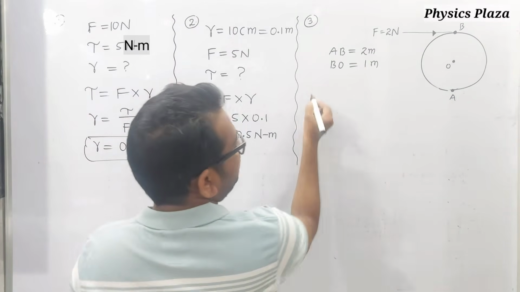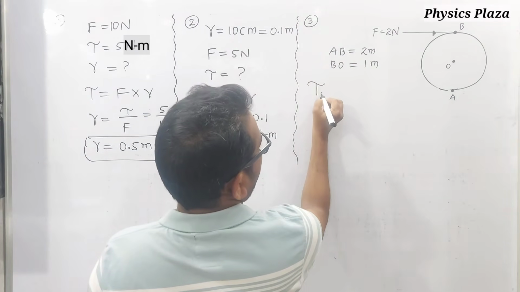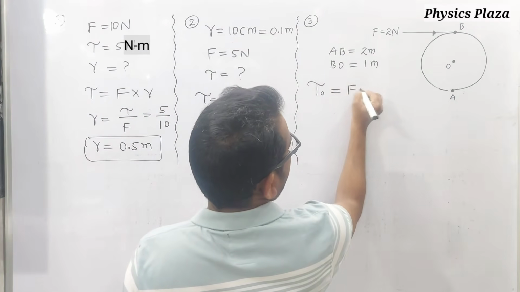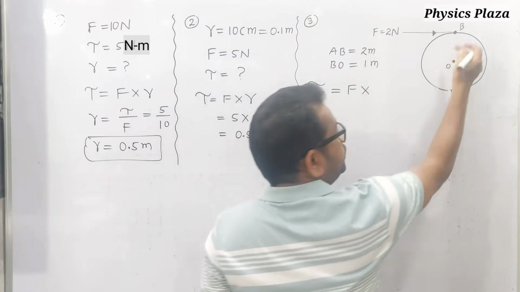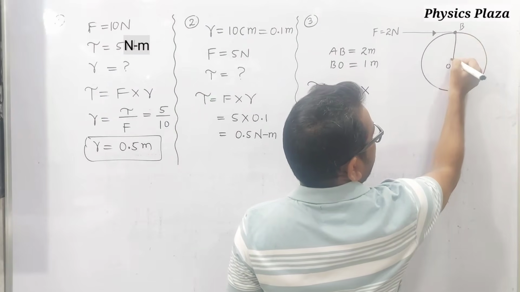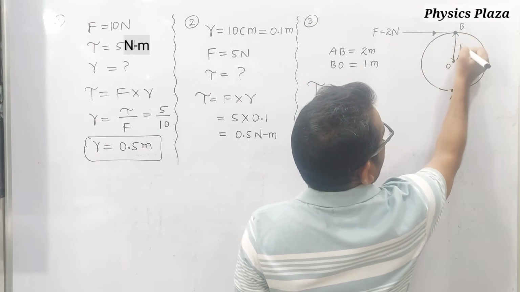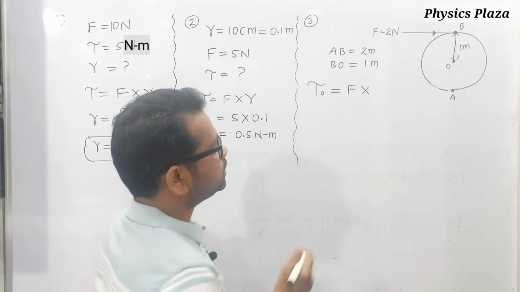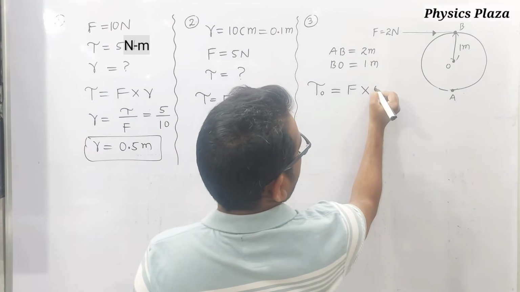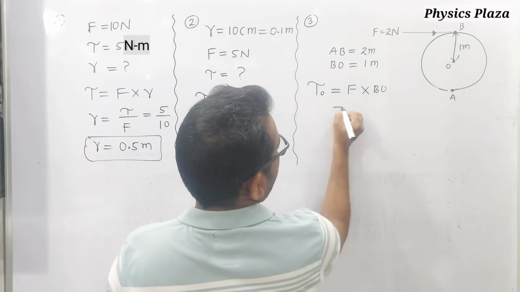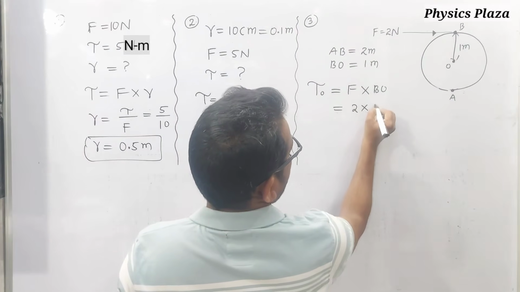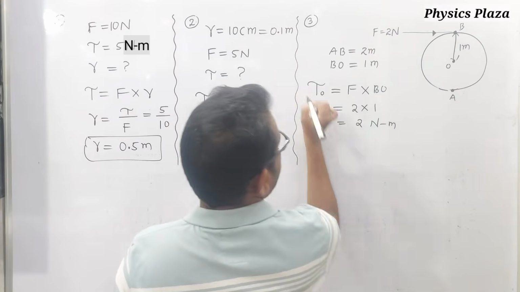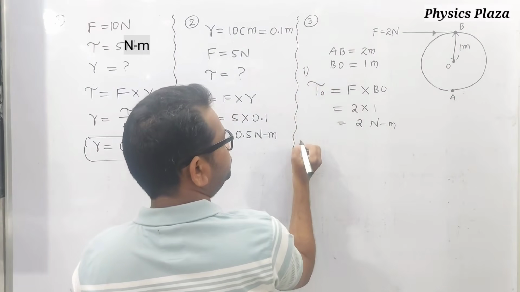Now they are asking us to calculate the moment of force about O. Children, you should be very careful. So that is force into perpendicular distance. You should take B to O only. So B to O is going to be how much, children? 1 meter. It's very important. This total is 2 meter, then half the diameter will be 1 meter. So we should take only BO. So this is going to be 2 into 1. This should be 2 Newton meter. This is the first part of the numerical.